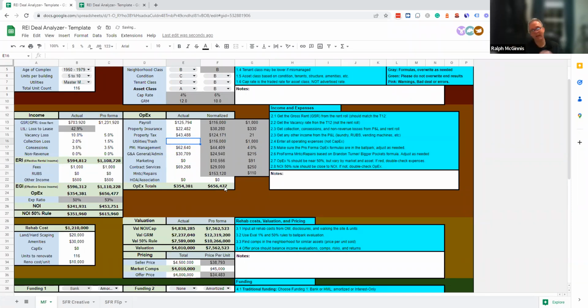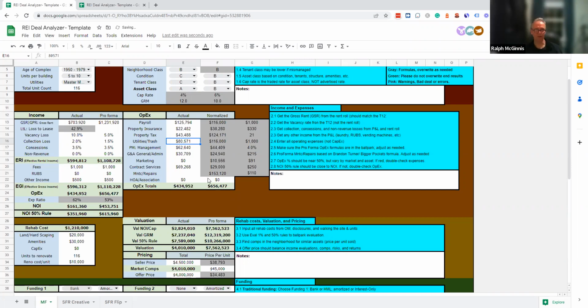So now you want to go back to them and ask them about that. I didn't see utilities. I didn't see maintenance and repairs. Do you have those numbers? And if they say, oh yeah, there was no maintenance and repairs. Yeah, right. The only way there's going to be no maintenance and repairs on a 116 unit building is typically because they're deferring the maintenance to make the numbers look better than they really are. So deferred maintenance doesn't count. You need to have maintenance in your equation.